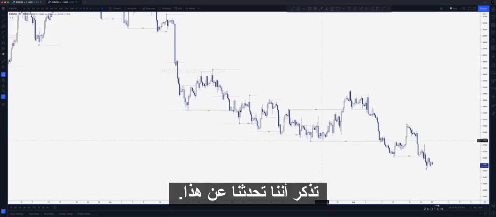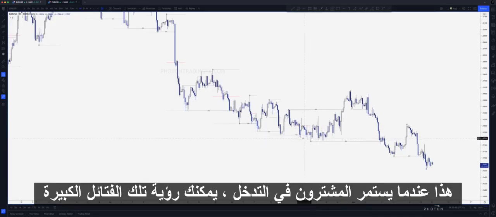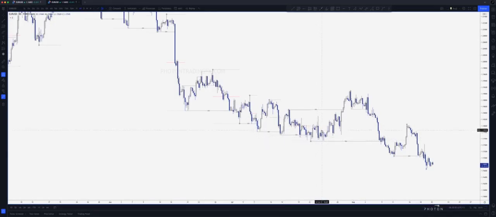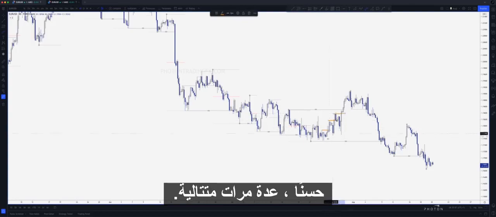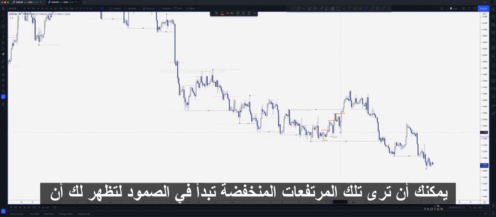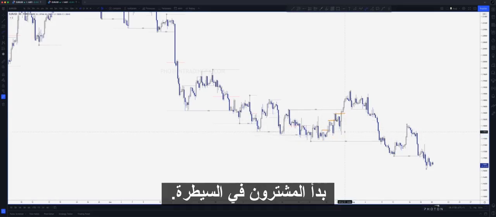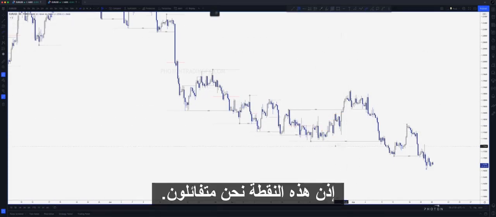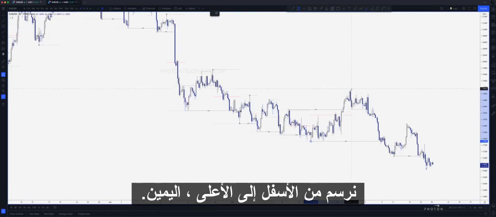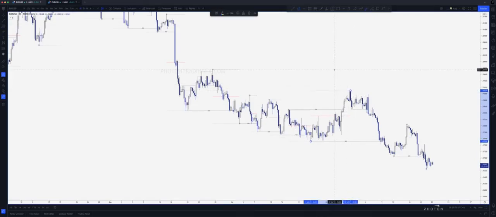So we do try to sell off when we get to the premium, right, and we try to go down. But remember, we spoke about this. This is when buyers keep stepping in. You can see those big wicks, right? They're just stopping the sellers from driving price any lower. We then start to get those internal breaks to the upside, right? Multiple in a row. You can see those higher lows starting to hold, showing you that the buyers are starting to potentially take control. And then we do get that initial 4-hour trend change. So at that point, we are bullish. We draw from the low to the high, right?